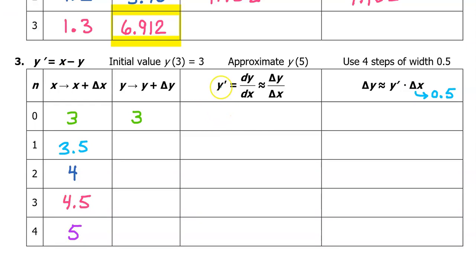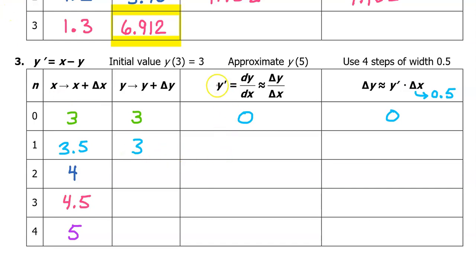So here we go. We need y prime, which we are told is x minus y. In this case, that's 3 minus 3, which is 0. Then we need delta y, which is y prime times delta x. So that's 0 times 0.5, which is 0. This is delta y, so we can get the next y value by adding delta y to the first y value. But 3 plus 0 is just 3.